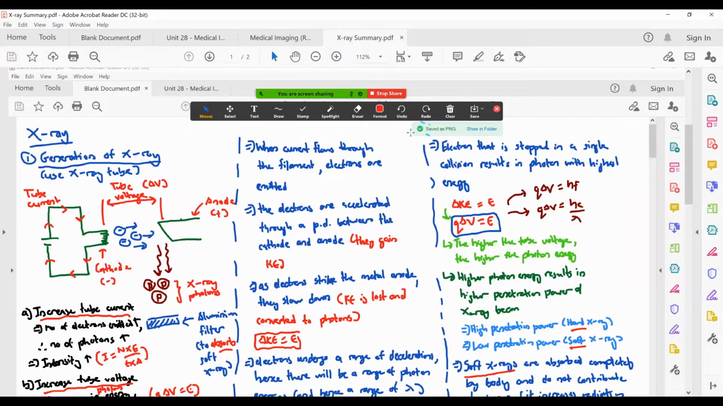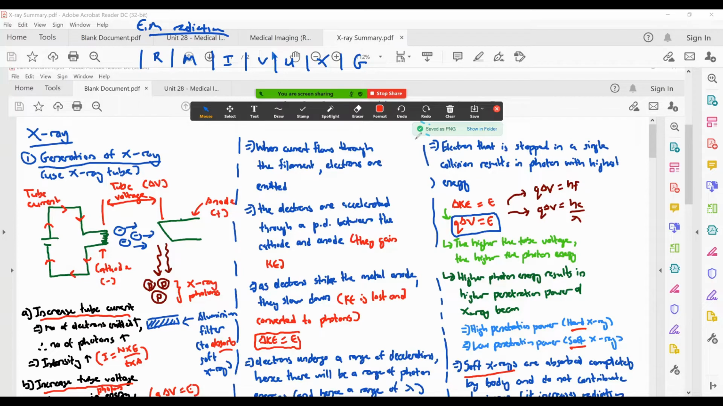Because you remember this part from your AS physics. Remember that in your AS physics, if you're talking about the EM radiation spectrum, there are actually a few types of waves. You have radio waves, microwaves, infrared, visible light, ultraviolet, X-ray, and then gamma rays, right?